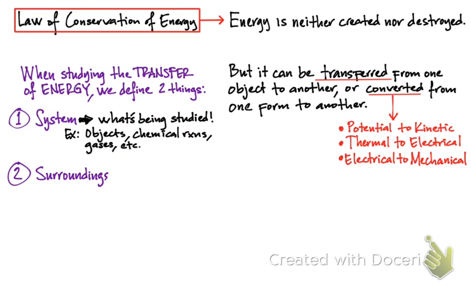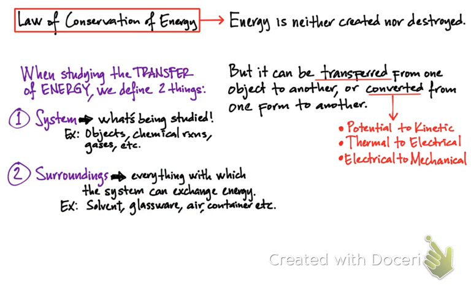The system is basically the thing that you're studying. That could be something physical, tangible, and visible like objects, or something that we can't see with the naked eye like chemical reactions. The surrounding is everything else but the system. This could be the glassware you're using, the air around us, the bench, etc. Something that's in proximity where the system could easily exchange energy with.